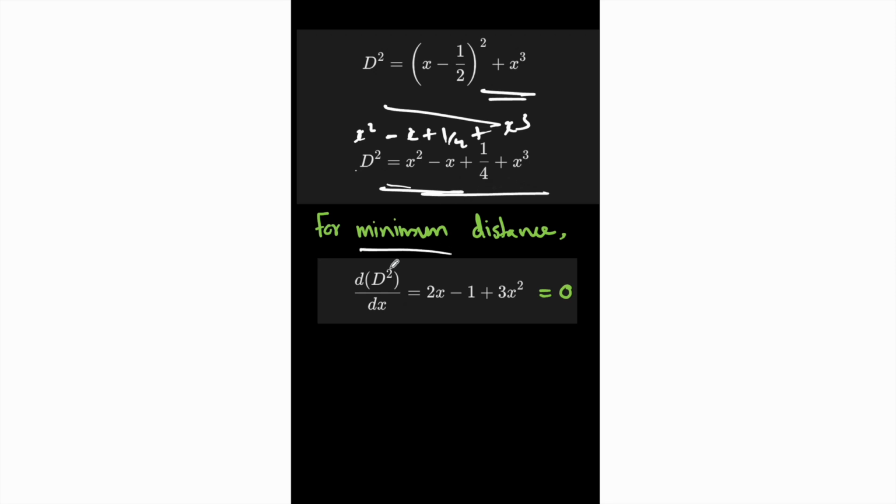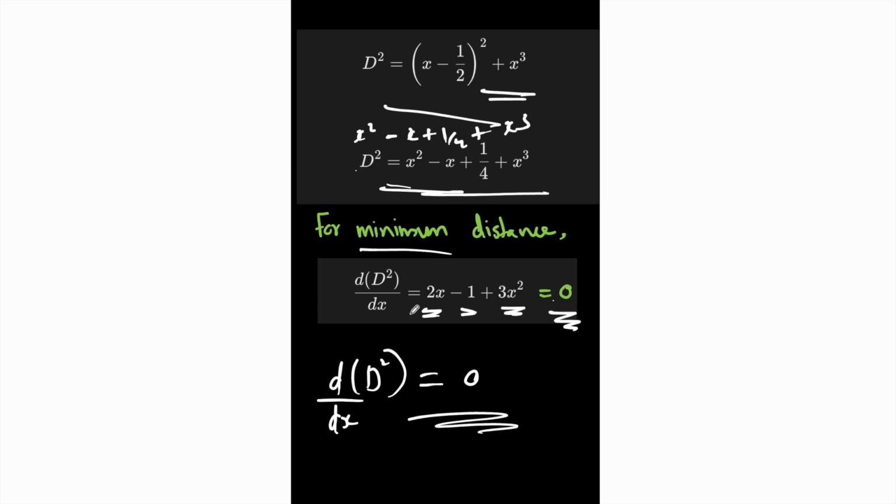D square will be minimum when the derivative of D square with respect to x becomes 0, right? So let's take the derivative of D square with respect to x. That is d by dx of x square minus x plus 1 by 4 plus x cube. That is 2x minus 1. The derivative of 1 by 4 is 0. The derivative of x cube is 3x square. So 2x minus 1 plus 3x square. This has to be 0 for the distance to be minimum. So 2x minus 1 plus 3x square is equal to 0.